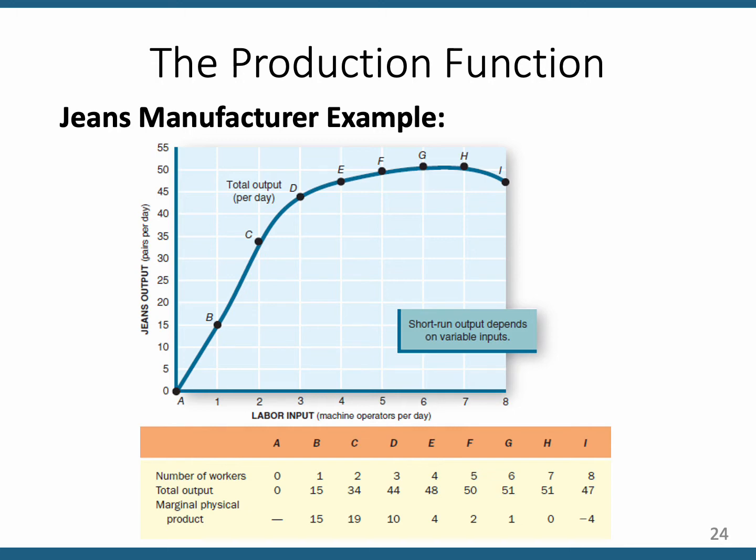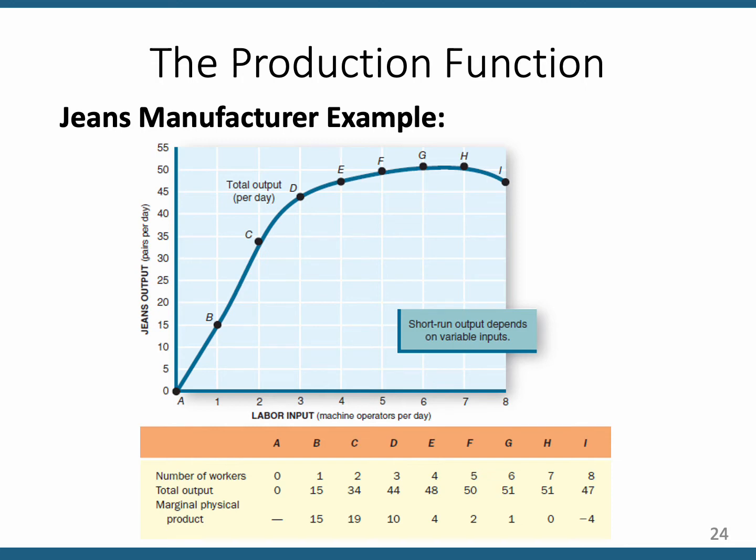Marginal product will diminish, it will decrease the more workers you hire. Again, this is the law of diminishing returns. You can only increase output by hiring one more worker. When you do that, output goes up, but by smaller amounts with each worker you hire. Eventually, it's going to go negative.